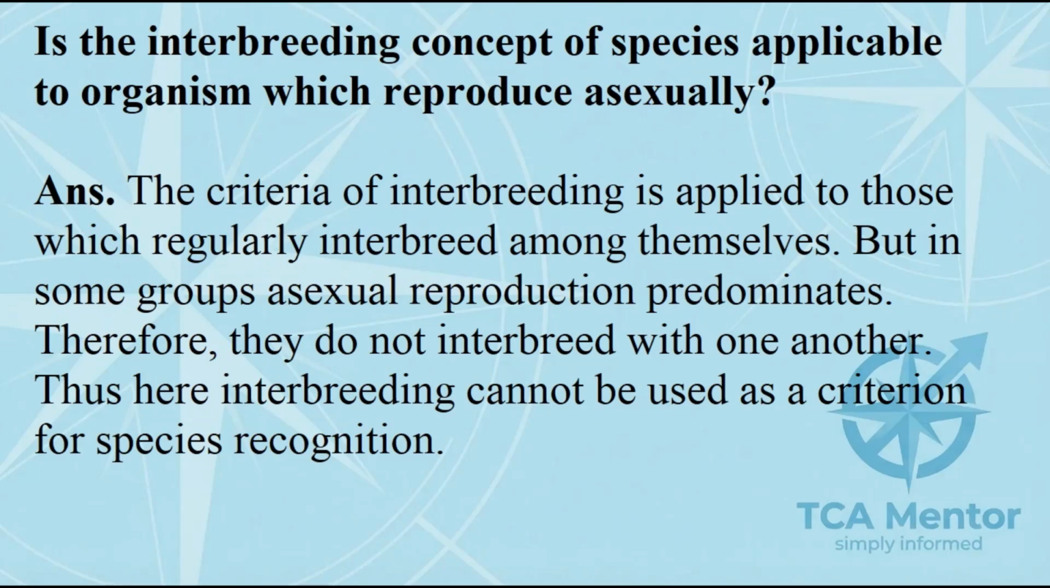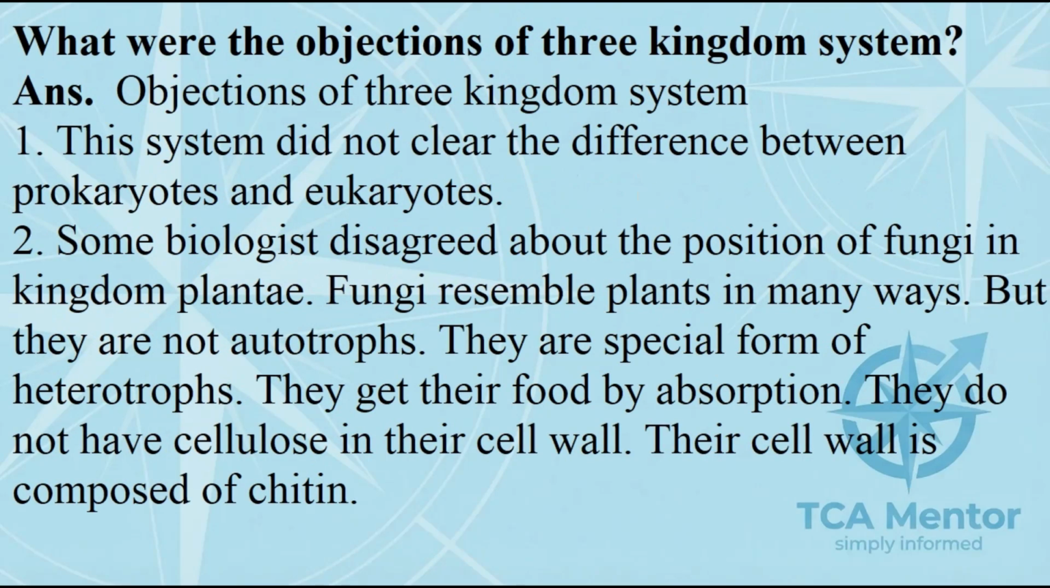ANS. The criteria of interbreeding is applied to those which regularly interbreed among themselves. But in some groups asexual reproduction predominates. Therefore, they do not interbreed with one another. Thus here interbreeding cannot be used as a criterion for species recognition. What were the objections of three-kingdom system? ANS. Objections of three-kingdom system.